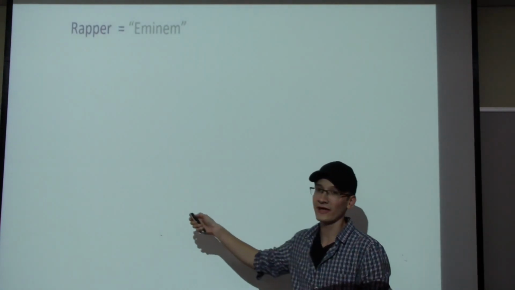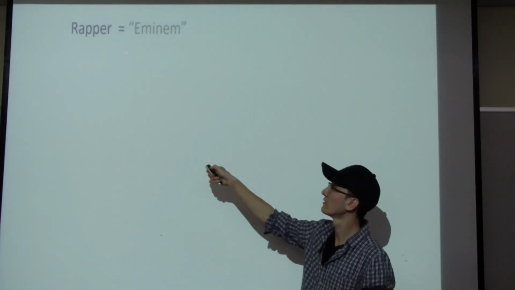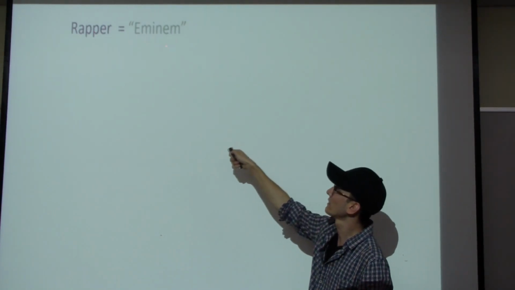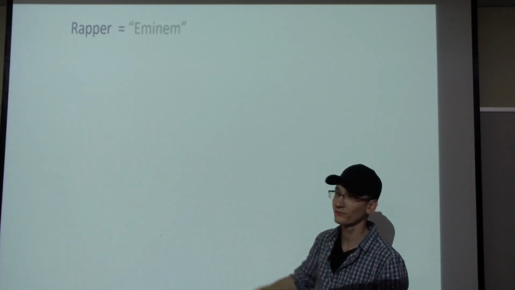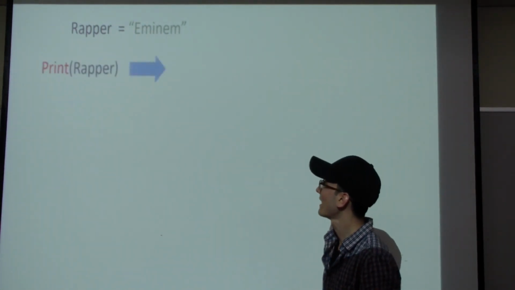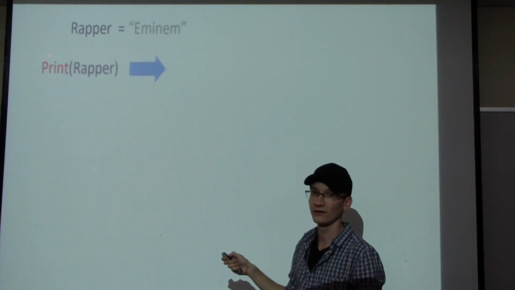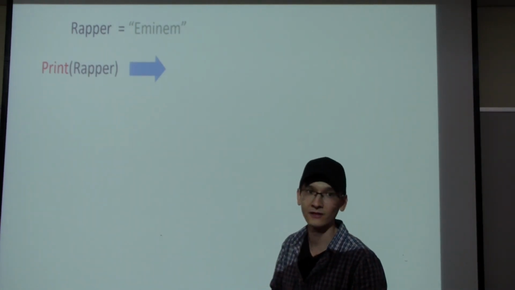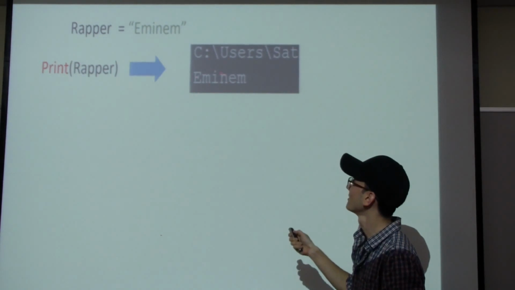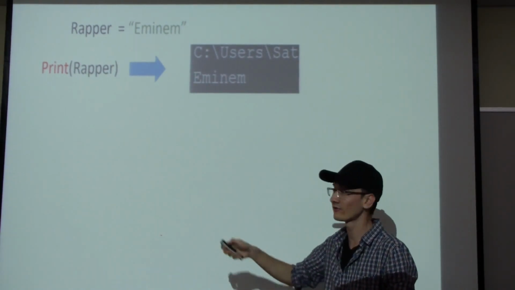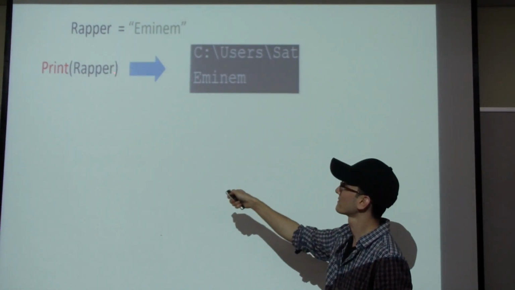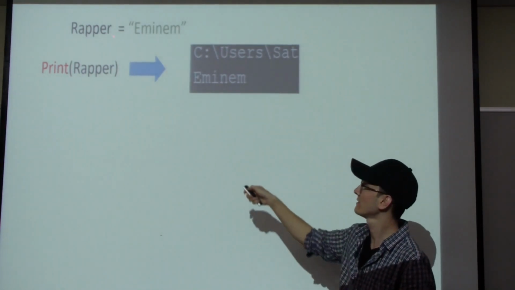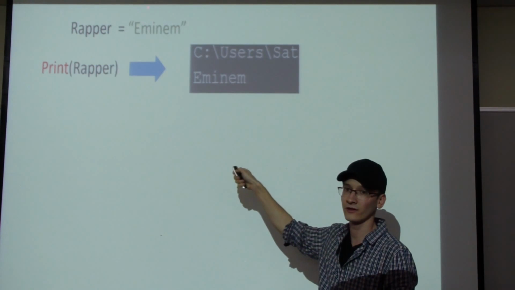Now, we created another variable, wrapper. This takes the string value Eminem. Now, we would like to print wrapper. What kind of result will we have? Eminem. If you run this program, it will show us Eminem, because inside the wrapper we have the string value Eminem.